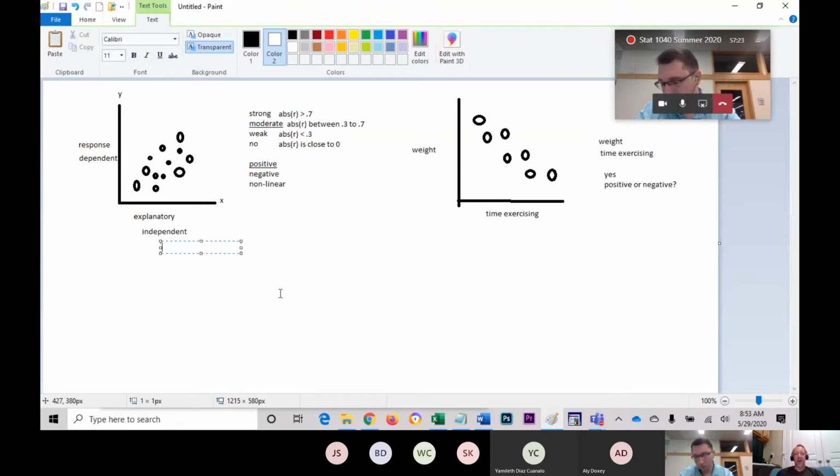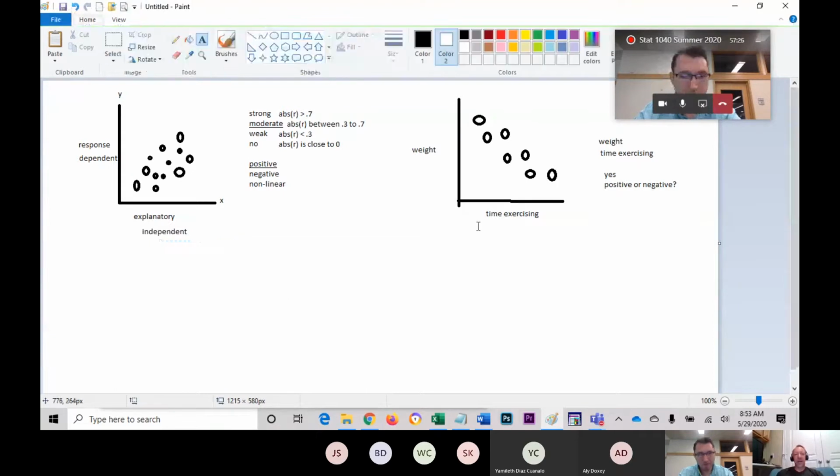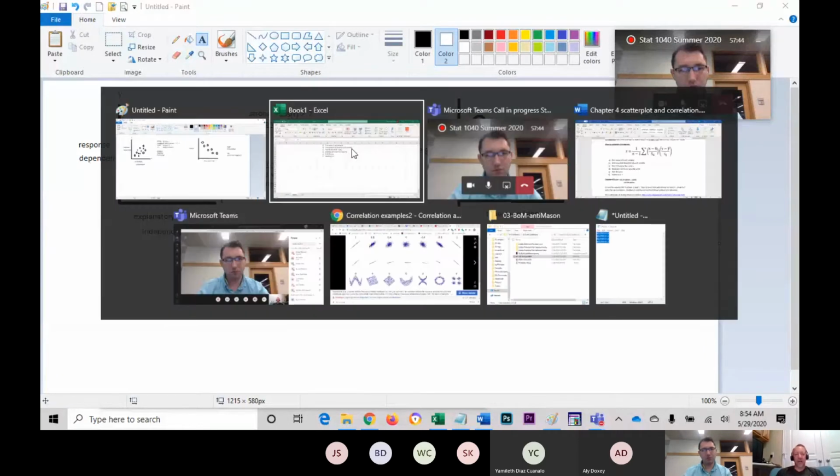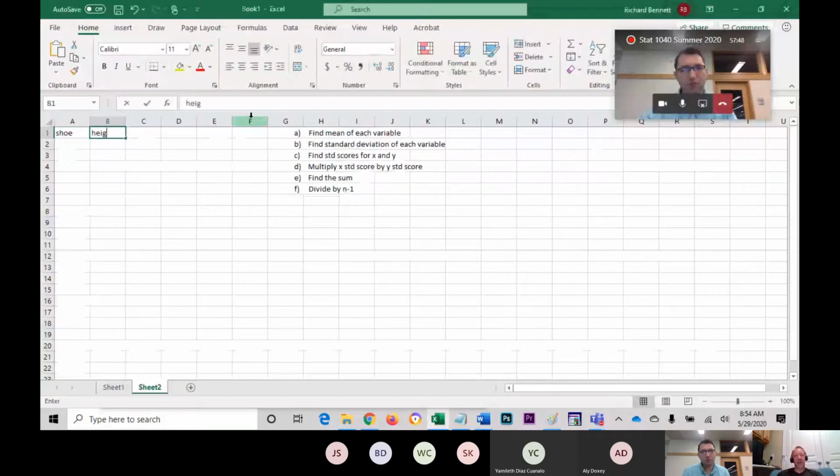So I'm not super picky on some of these. This one here on the right with the weight and the time exercising is a little easier to see. Time spent exercising definitely explains a person's weight, or your weight depends on how much time you exercise. So that one's a little bit easier. But in the case of somebody's shoe size and their height, that one might be a little tougher. So what I would like to do, especially because we only have, how many people do we have here?